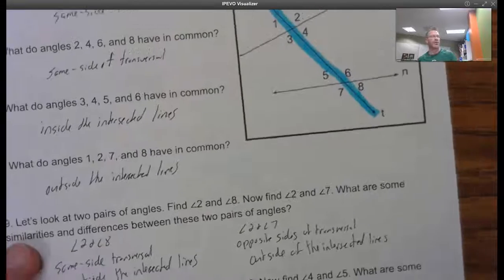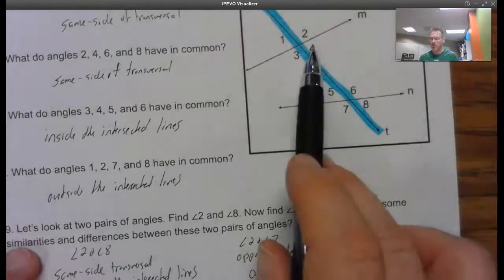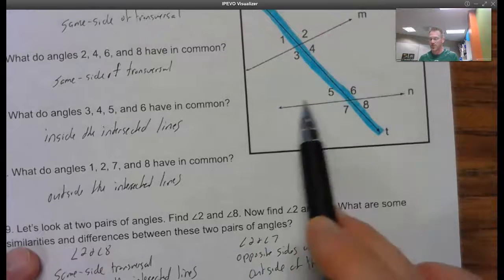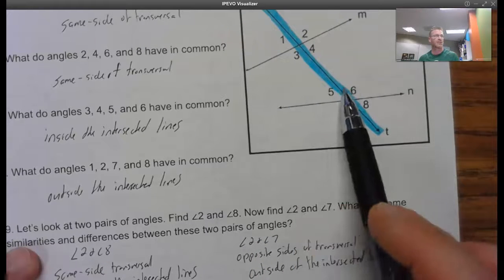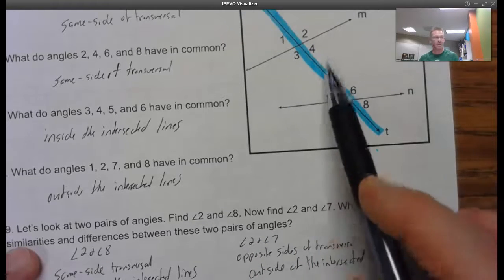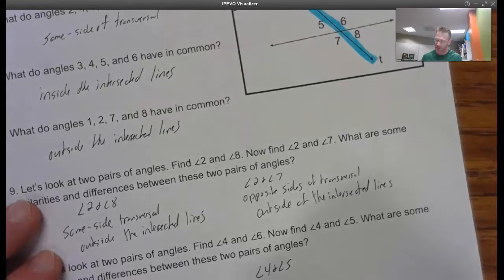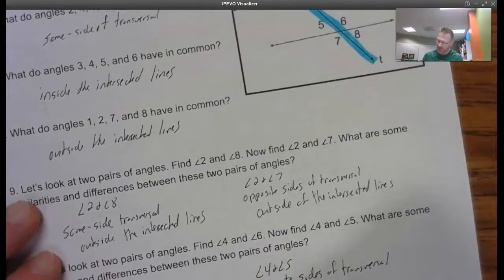Now, let's take a look at 4 and 5. Once again, 4 is here, 5 is here. Notice they're both still on the inside of our lines. They're inside the intersected lines, but now they're on opposite sides of the transversal. So they're on opposite sides of the transversal, but they're still inside the intersected lines.